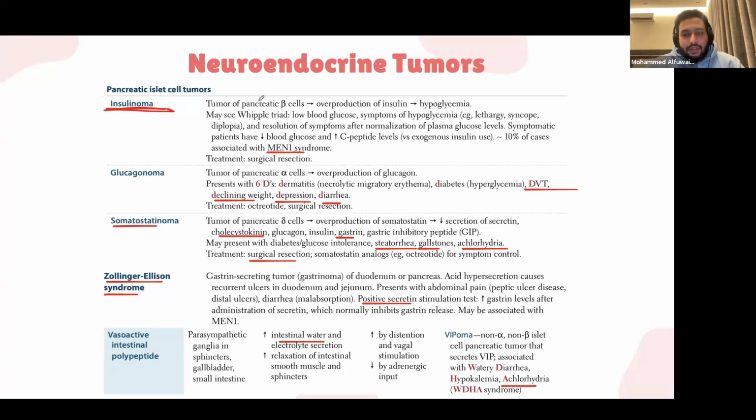Glucagonoma. If someone has multiple ulcers in the duodenum and the jejunum, what do they have? Zollinger-Ellison or gastrinoma. Good. If someone has palpitations, confusion, coma, signs of hypoglycemia: insulinoma. Good. If someone has watery diarrhea, hypokalemia, and achlorhydria: VIPoma. If someone has low glucose, hypercalcemia, and headaches, what do they have?